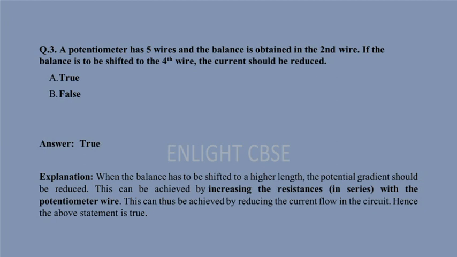When the balance has to be shifted to a higher length, the potential gradient should be reduced. This can be achieved by increasing the resistance, in series, with the potentiometer wire. This can thus be achieved by reducing the current flow in the circuit. Hence the above statement is true.